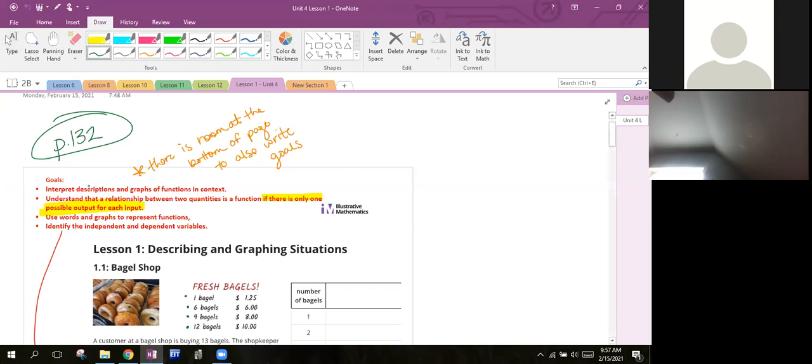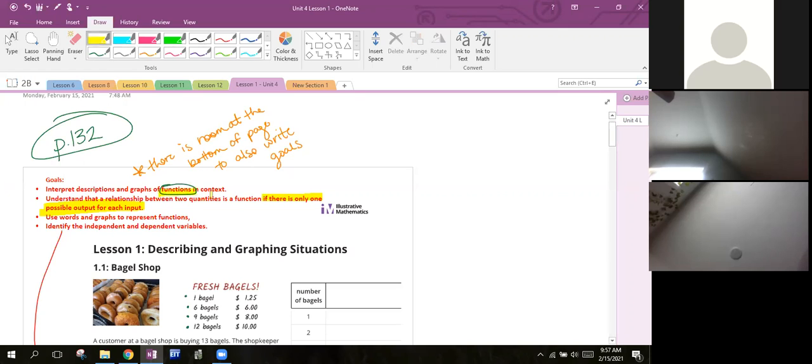So our goals are we're going to be interpreting descriptions and graphs of functions. Based on my last period, y'all did talk about functions last year. We're going to understand that a relationship between two quantities is a function if there is only one possible output for each input, and we're going to talk about what that means. We're going to use words and graphs to represent functions. So we're going to see how it's represented in words and also what it looks like graphed. And then we're going to identify what the independent and dependent variables are in a function and in a graph.